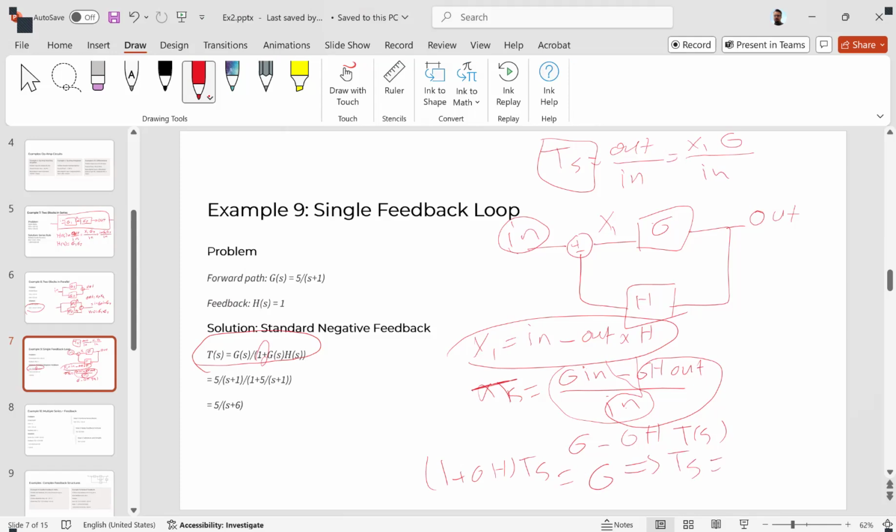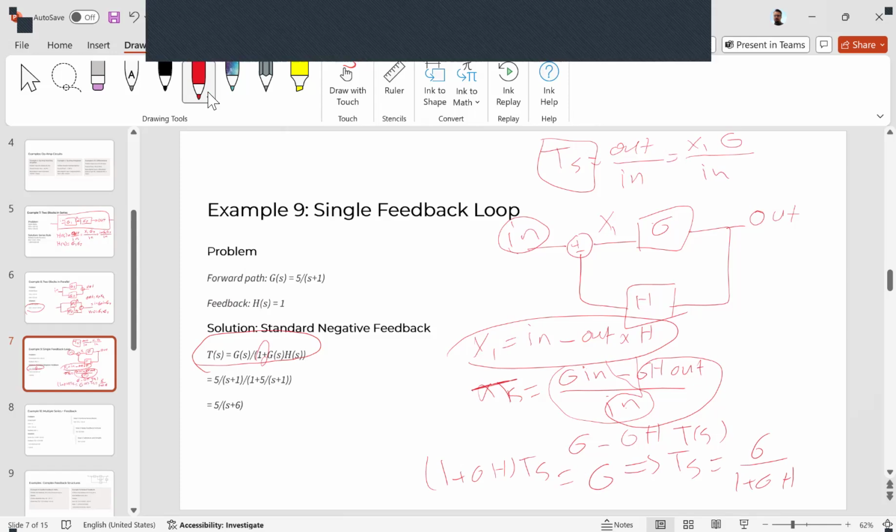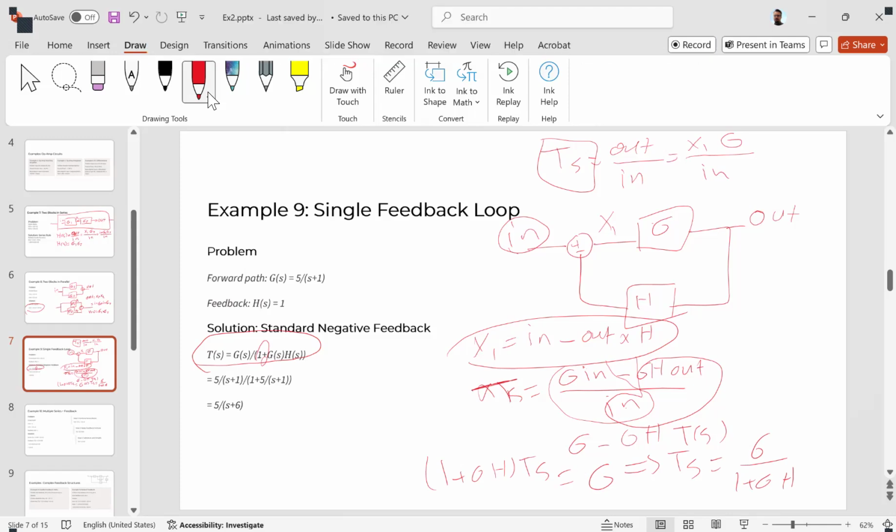G over 1 plus GH. Is that clear? Are we good on now? So, if we have a feedback, your general transfer function would be the transfer function of your forward pass, which is the G, divided by 1 plus GH.